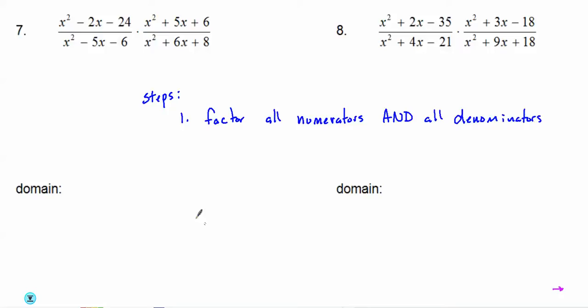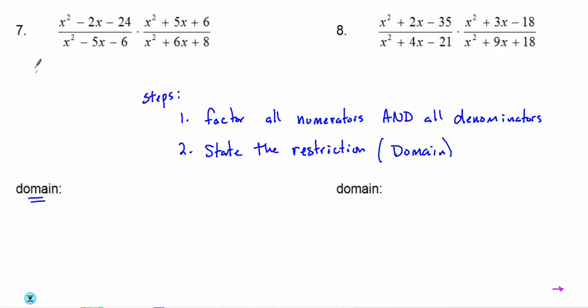All right. Step number 2. We are going to, at this point, state the restriction. Or you can call this the domain. As you notice here, this problem is asking for the domain of this multiplication problem. You do that step 2 before you've canceled anything.